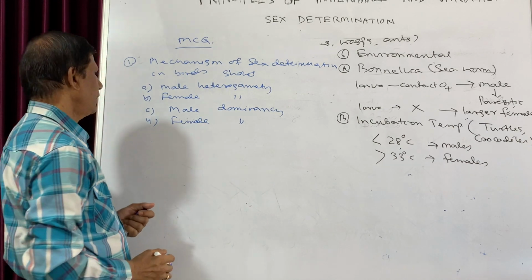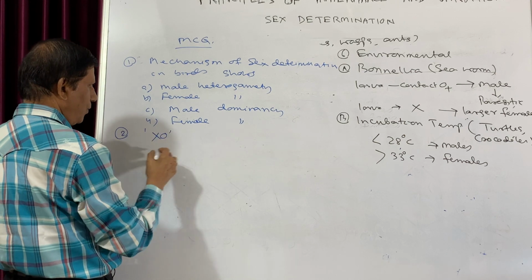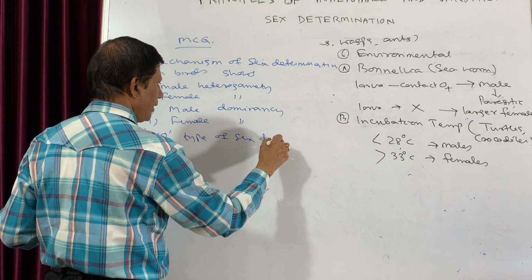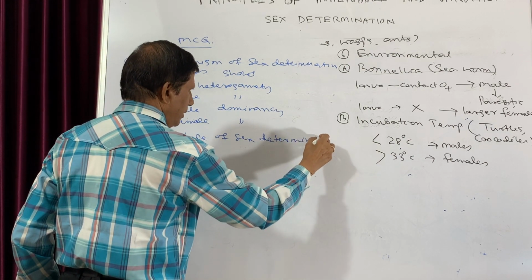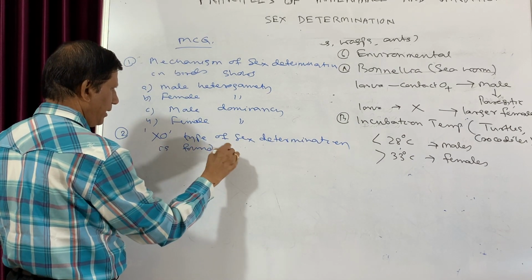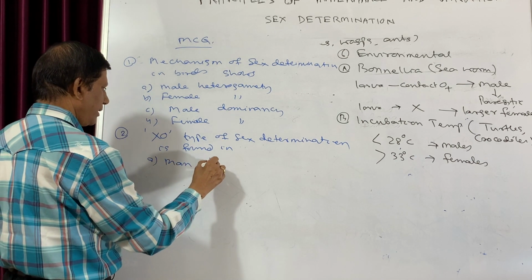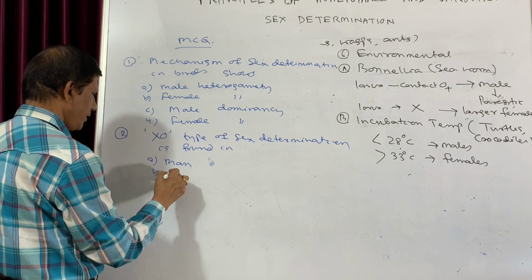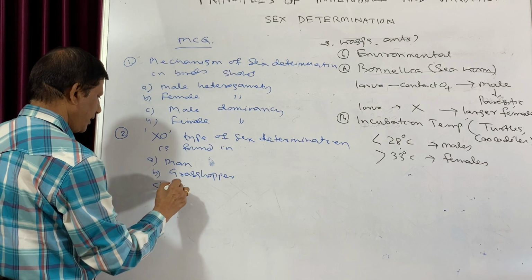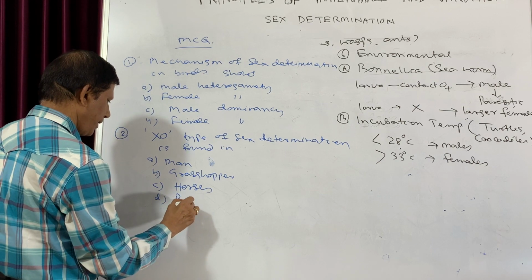Now come to the second question. The second question is: XO type of sex determination is found in: one choice, man; second choice, grasshopper; third choice, horses; and fourth choice, birds.